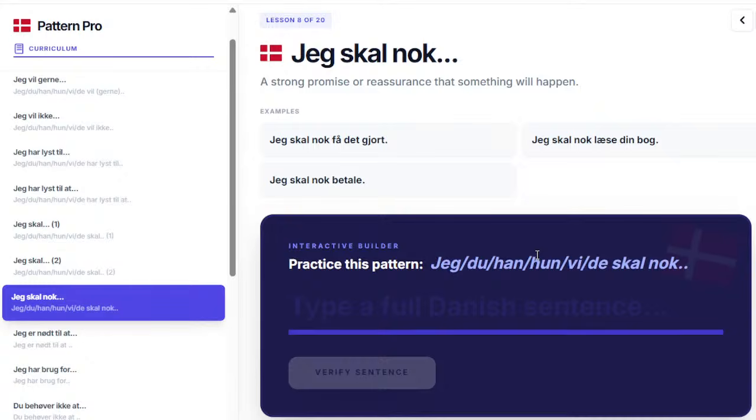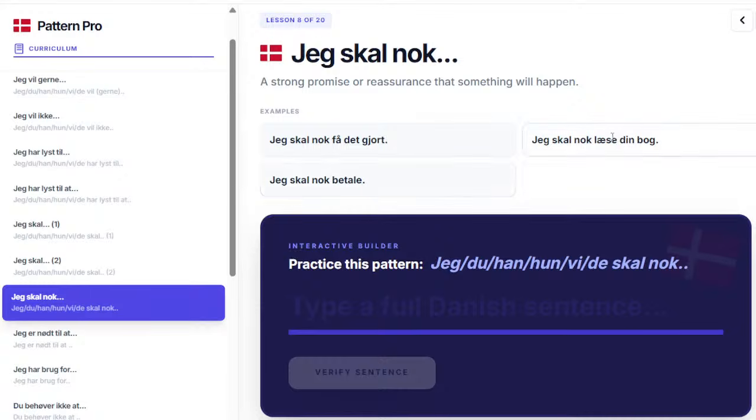So the thing is skal and nok together, they create a new meaning, which is, as it says right here, a strong promise or reassurance that something will happen. Typically that you're gonna do it, like don't worry, I'll take care of it, leave it up to me. It's gonna get done. Så jeg skal nok få det gjort. I'll get it done. Jeg skal nok betale. I'll pay. Don't worry, you don't have to pay.